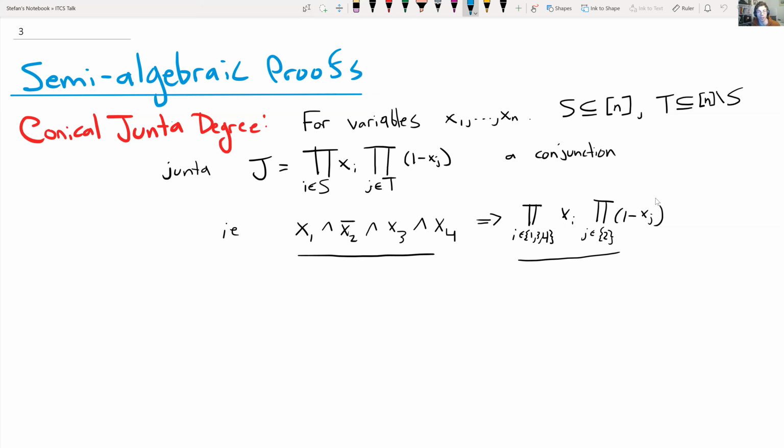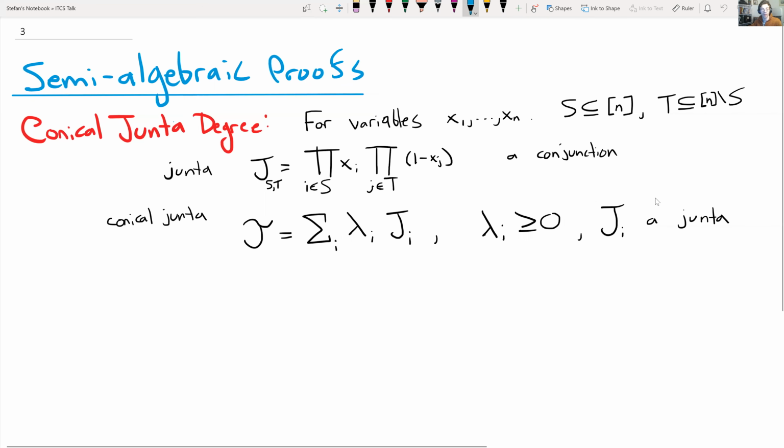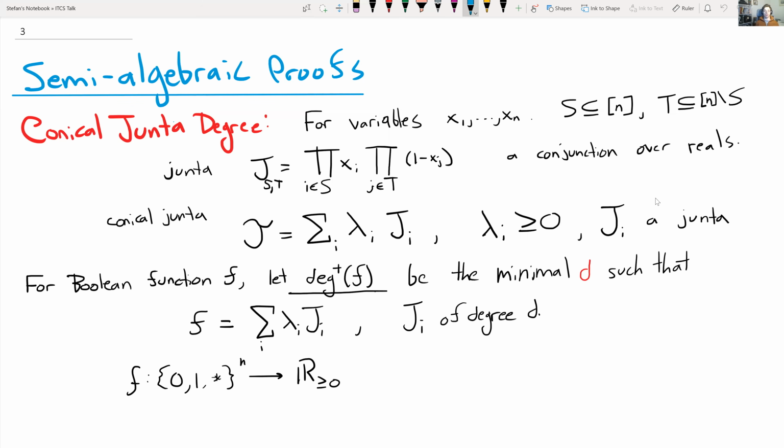So what do I mean by that? If we have a conjunction here, x1 and not x2 and x3 and x4, well, this would give the corresponding junta, where we take all the positive variables in the conjunction and multiply them positively here. And then we take the negative variable, which is x2, and multiply it as 1 minus that variable here. Now, a conical junta is just going to be a conical sum of juntas. So that is just taking non-negative coefficients and multiplying them to juntas and making a sum. So now we can actually make a complexity measure out of this.